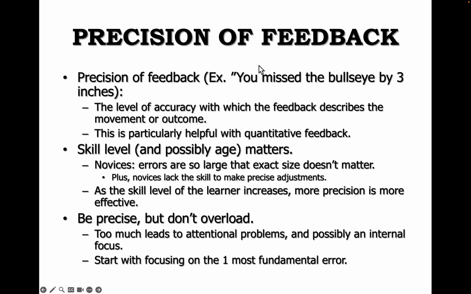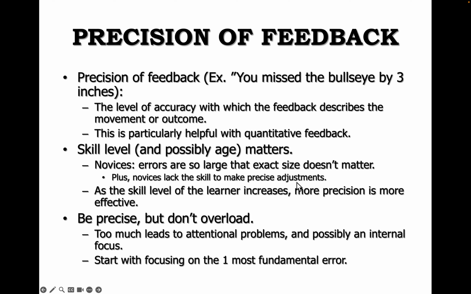So first, let's talk about the precision of feedback, or how specific it is. For example, you missed the bullseye by 3 inches. That could be one example of precision of feedback, because 3 inches tells us how close the dart thrower was to hitting the bullseye. So essentially, precision of feedback means the level of accuracy with which the feedback describes the particular movement or outcome.